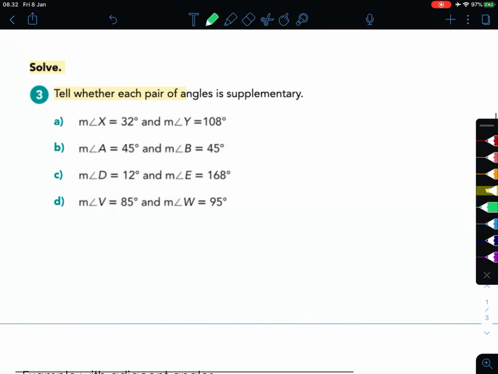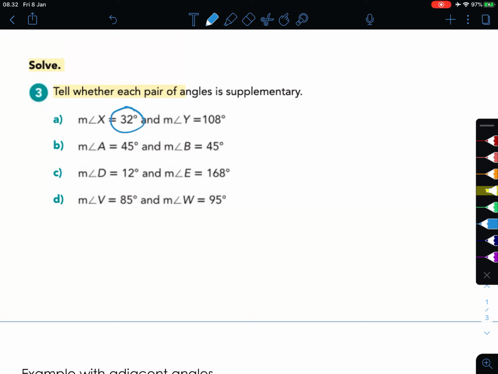Okay, and we can do the same thing with supplementary angles. We can solve just by telling whether they're supplementary. So our 32 degrees and 108, are those supplementary? No, those don't add up to 180, right? Those add up to 140.